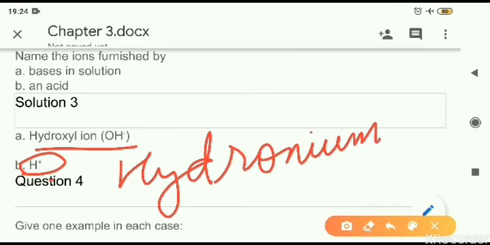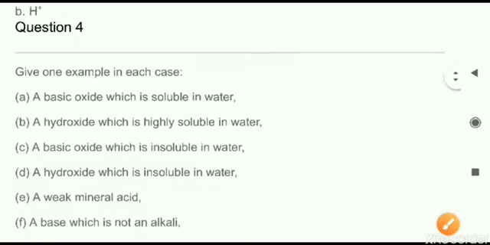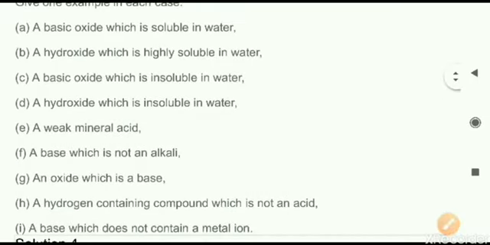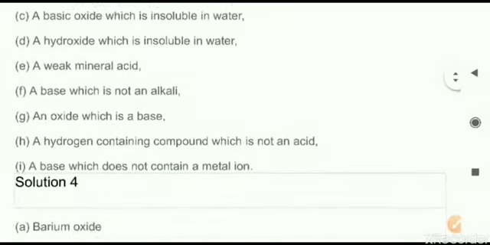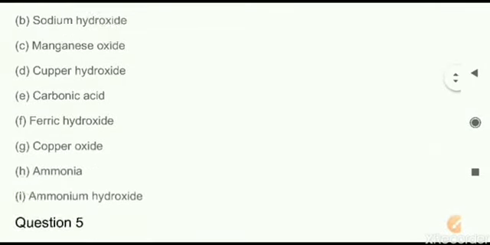You have to write the name also. I have not written. Hydronium ion. Here we have the question number 4. Give one example in each case. So all these questions you have to write any one example. You can choose any one example. Although I have written, you can pause and you can note down these answers if you need.